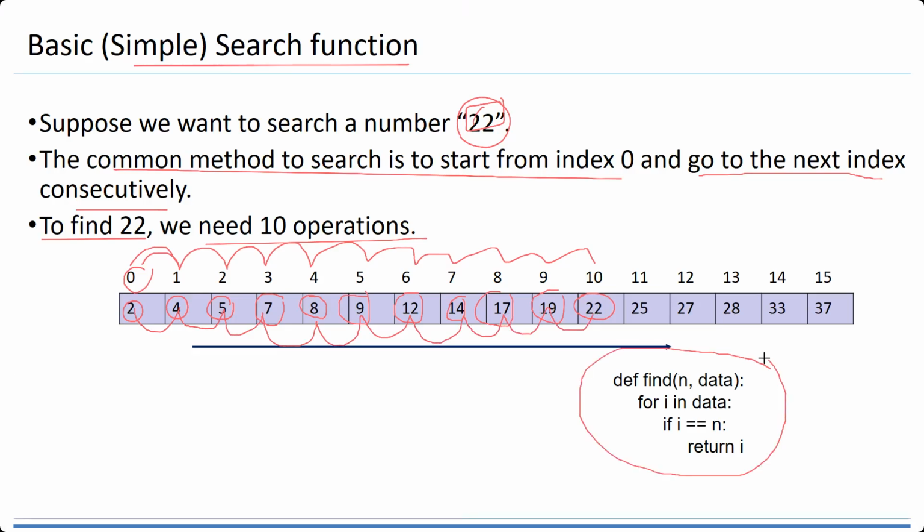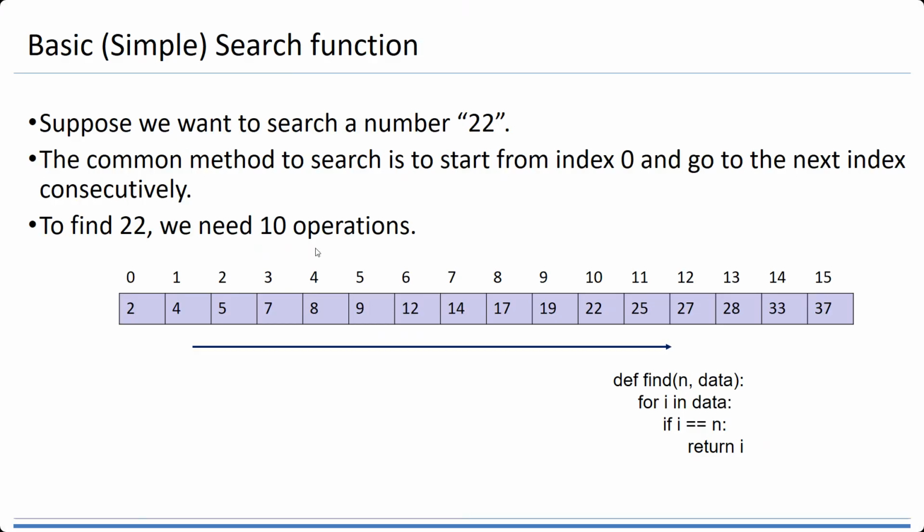The Python code will be like this one. In order to find the number 22, I will do a for loop from index 0 until n times. If i equals n, then return the number. This is the very simple search. But is it possible to make it better?